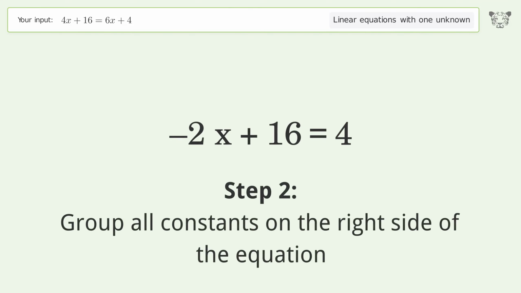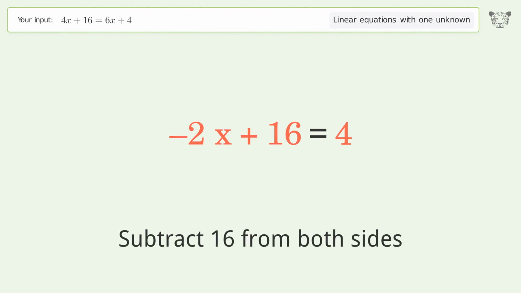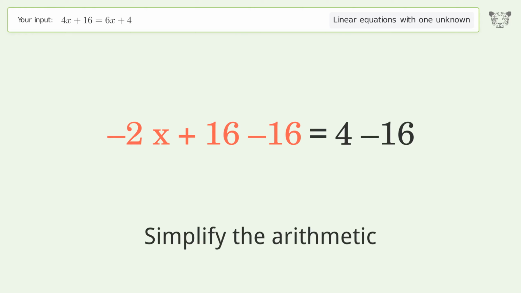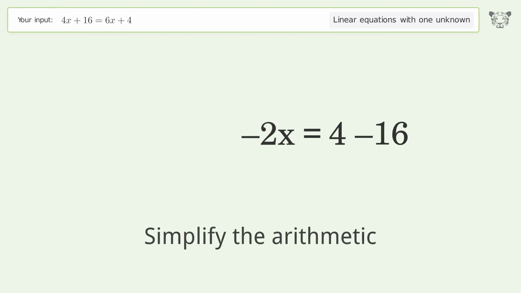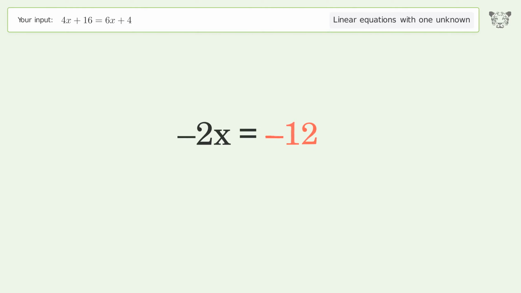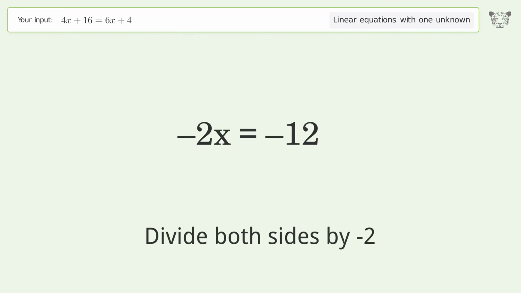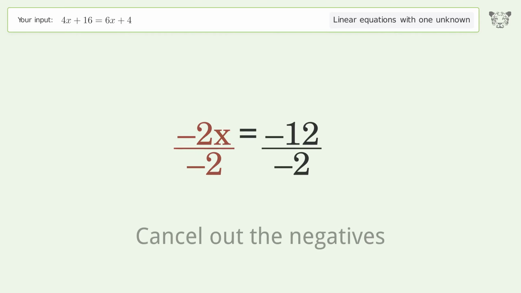Group all constants on the right side of the equation. Subtract 16 from both sides. Simplify the arithmetic. Isolate the x. Divide both sides by -2. Cancel out the negatives.